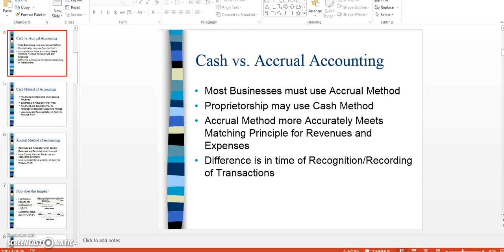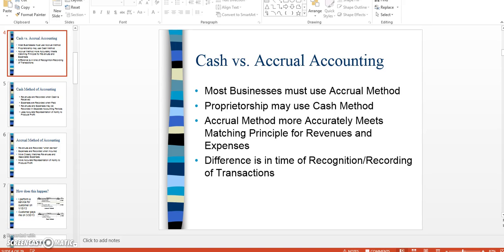So I wanted to start out just by differentiating between cash versus the accrual method of accounting. What you will find is that most businesses use the accrual method of accounting. Not only is it required for publicly traded corporations, but because it does give a better reflection of profitability in the income statement, it's going to be the preferred method. Some of the smaller businesses, not publicly traded companies, can use the cash method, a proprietorship or a small partnership, for example.